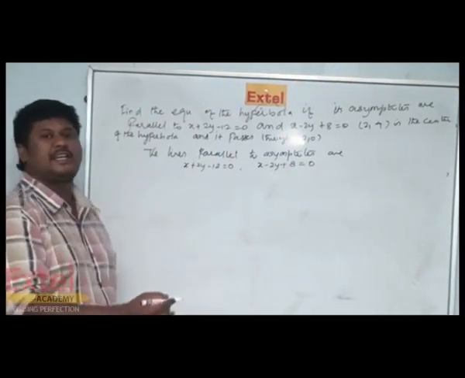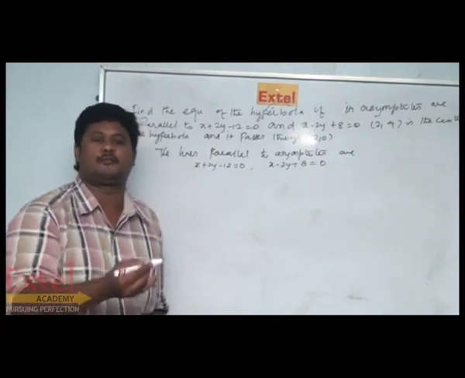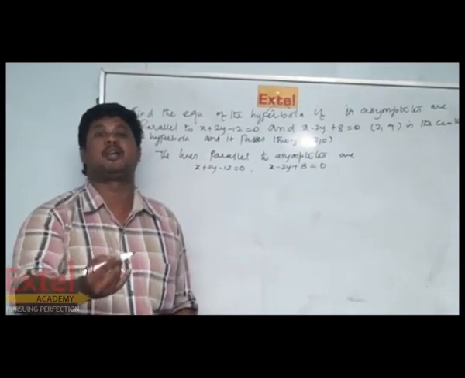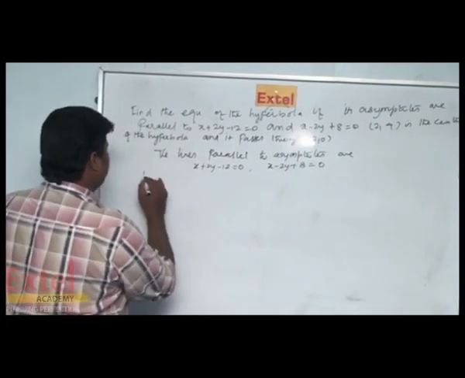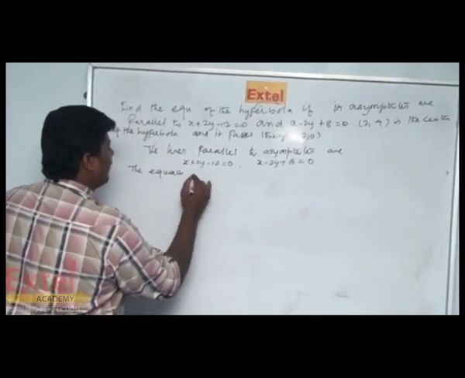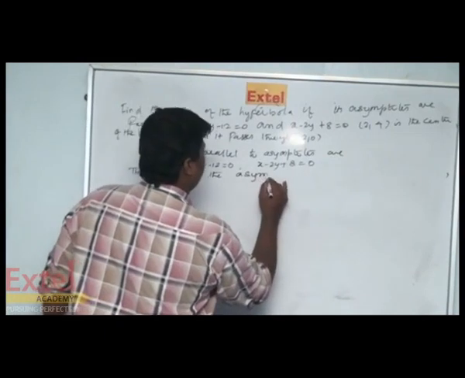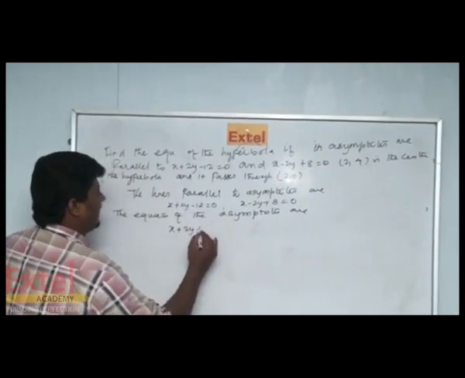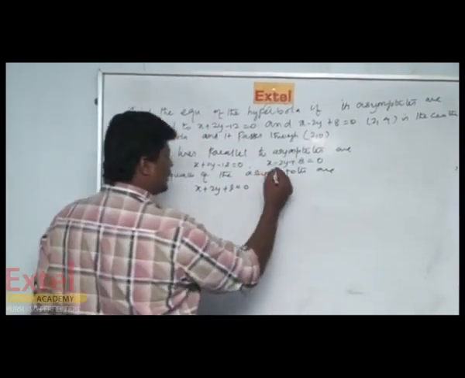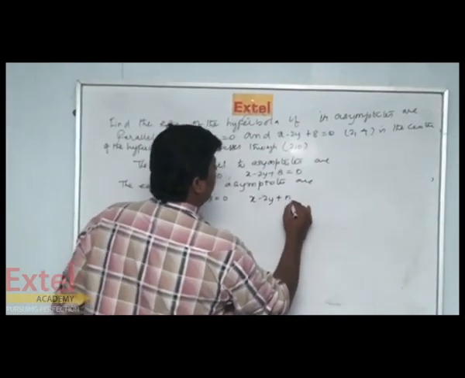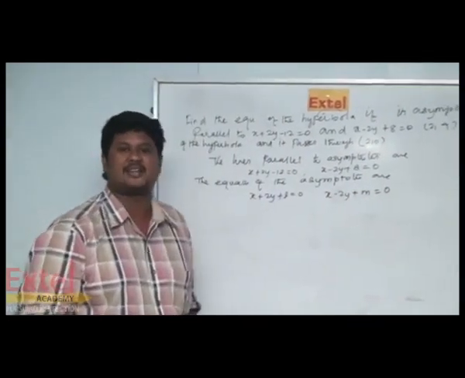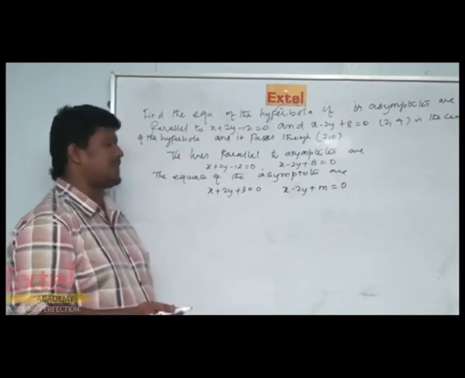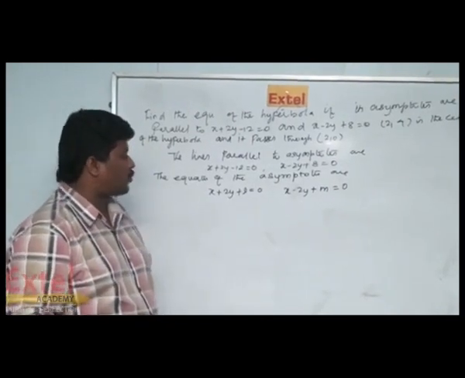Now I am going to find the equation of the asymptotes. You know that if ax plus by plus c equal to 0 is given, the parallel line is ax plus by plus k equal to 0. Therefore the equations of the asymptotes you can write as x plus 2y plus L equal to 0, and the next one as x minus 2y plus m equal to 0, because the given lines are parallel to the asymptotes.